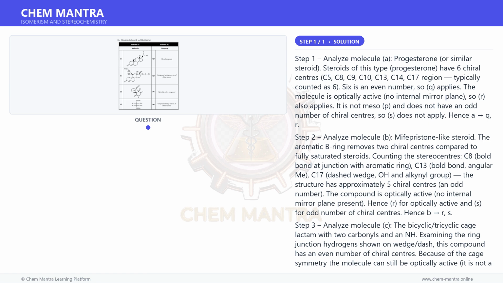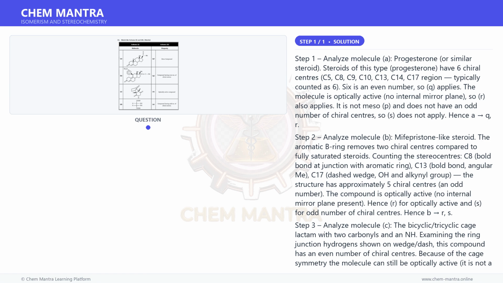Step 2. Analyze molecule B. Mifepristone-like steroid. The aromatic B ring removes 2 chiral centers compared to fully saturated steroids. Counting the stereocenters: C8, bold bond at junction with aromatic ring; C13, bold bond, angular methyl; C17, dashed wedge, OH and alkenyl group. The structure has approximately 5 chiral centers, an odd number. The compound is optically active, no internal mirror plane present. Hence, R for optically active and S for odd number of chiral centers. Hence B: R, S.